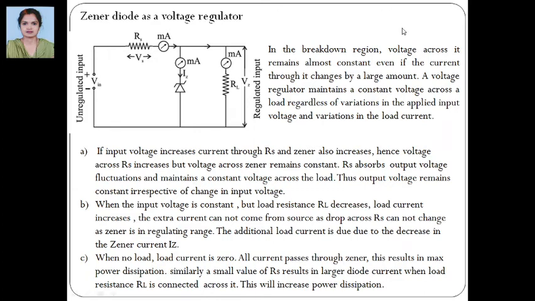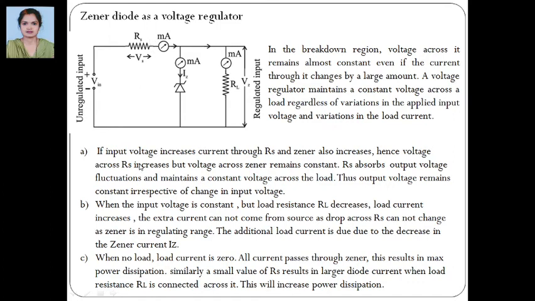Now in the breakdown region, the voltage across it remains almost constant even if the current through it changes by a large amount. So the voltage regulator maintains a constant voltage across the load regardless of variations in the input voltage and also variations in the load current. Meaning even though the input changes or the load current changes, the voltage across this Zener should remain constant. This is nothing but our voltage regulation in Zener.